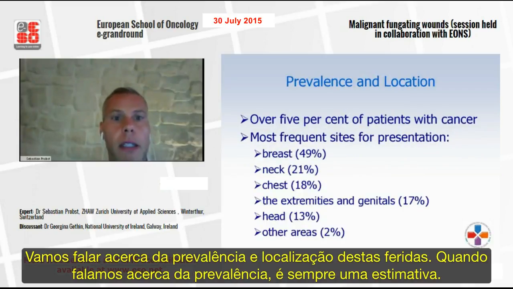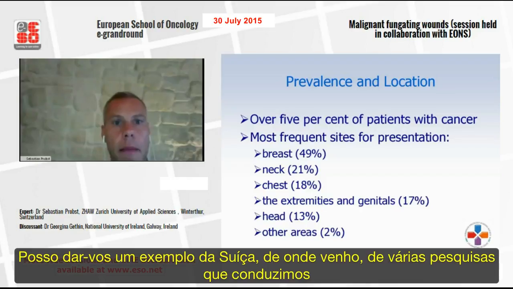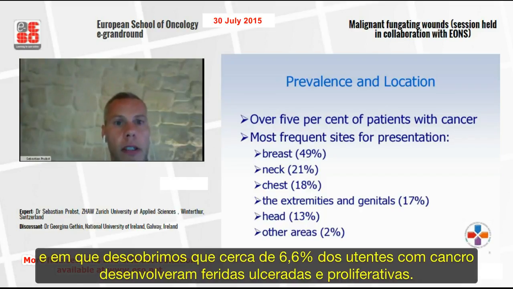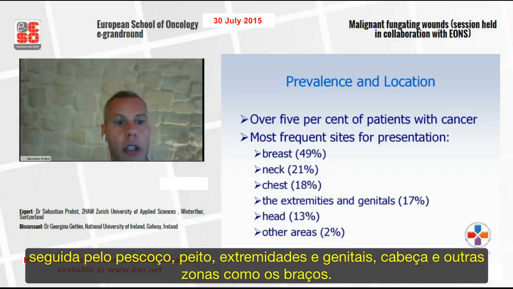Let's talk about the prevalence and the location of these wounds. When we talk about the prevalence, there are always estimates. We find in the literature that over 5% of patients with cancer develop a fungating wound. I can give you an example from Switzerland, where I'm from. We conducted a survey there and found that about 6.6% of patients with cancer develop a fungating wound. The most frequent site for fungating wounds is the breast, with about 50%, followed by neck, chest, extremities and genitals, head, and other areas like arms.